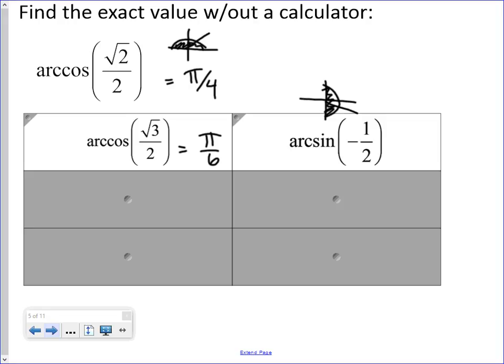It's 11 pi over 6 on the unit circle, but can we answer 11 pi over 6? It is not within the range of negative pi over 2 to positive pi over 2, so what are we going to answer? Negative pi over 6. Does that make sense? It has to be from negative pi over 2 to positive pi over 2, so you've got to change it into its negative angle equivalent.